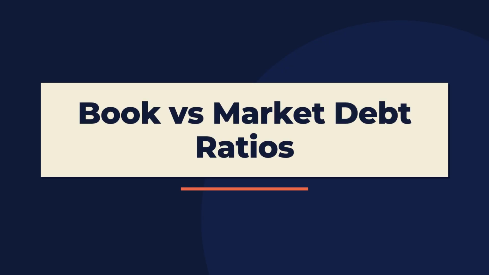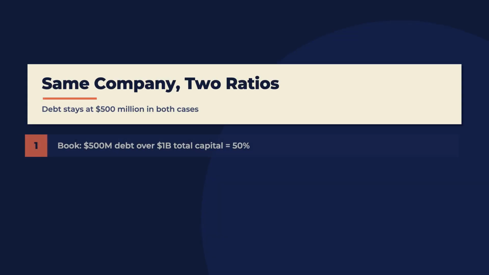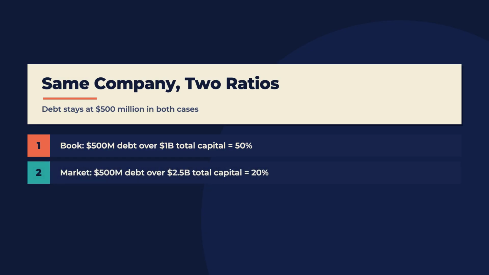How can one company be 50% debt financed according to its accountant, and only 20% debt financed according to a market analyst? Both can be completely right, and the reason reveals something essential about how leverage is actually measured. Start with the balance sheet. 500 million in debt and 500 million in book equity gives a 50% book debt ratio. But if the stock has appreciated to a market value of 2 billion, total market capital becomes 2.5 billion, and that same debt now represents just 20%.